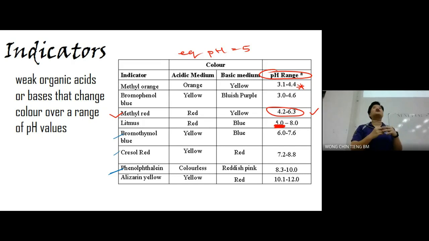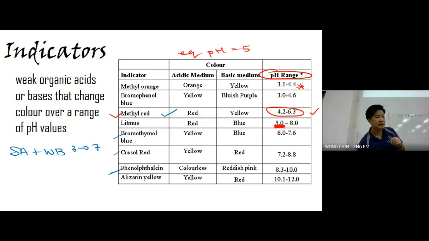Dan kalau dia adalah strong acid plus weak base, kita tahu kita akan ambil range daripada acid kan? 3 hingga 7, betul? So range apa yang kita akan ambil? 3 hingga 7. So 3 hingga 7 lebih kurang 5. That is your methyl red, betul? Kita akan ambil. That is the best. Yang lain pun boleh ambil. Tapi this is the best.